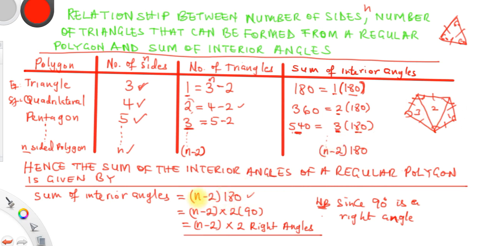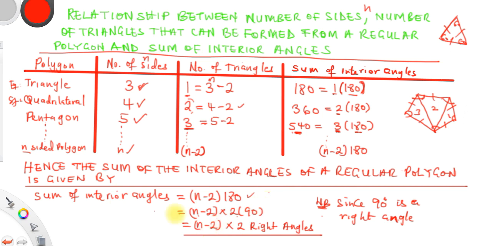It is the same as subtracting 2 from the number of sides and multiplying the resulting answer by 180 degrees. And then know that 180 is the same as 2 times 90. So we can write it as n minus 2 times 2 brackets 90, which is the same as 180. And 90 is a right angle. If you say right angle, it's any angle that is 90 degrees.